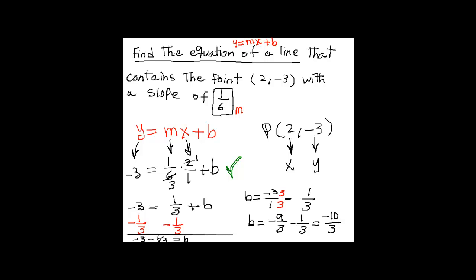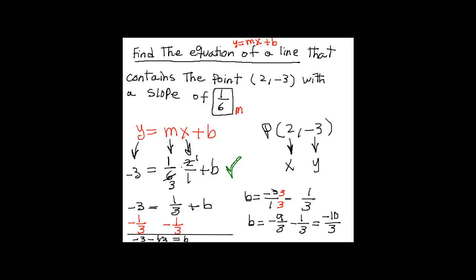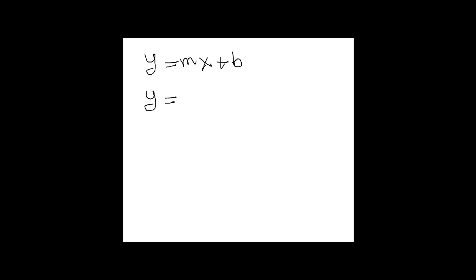All right, so once I know that, -10 over 3 and 1/6, I can finish this up. So y is equal to mx plus b. That's the general equation of the straight line. So y is equal to, the slope I know is 1/6 was given to me, and minus 10 over 3. But this is the equation of the line in the slope-intercept form.